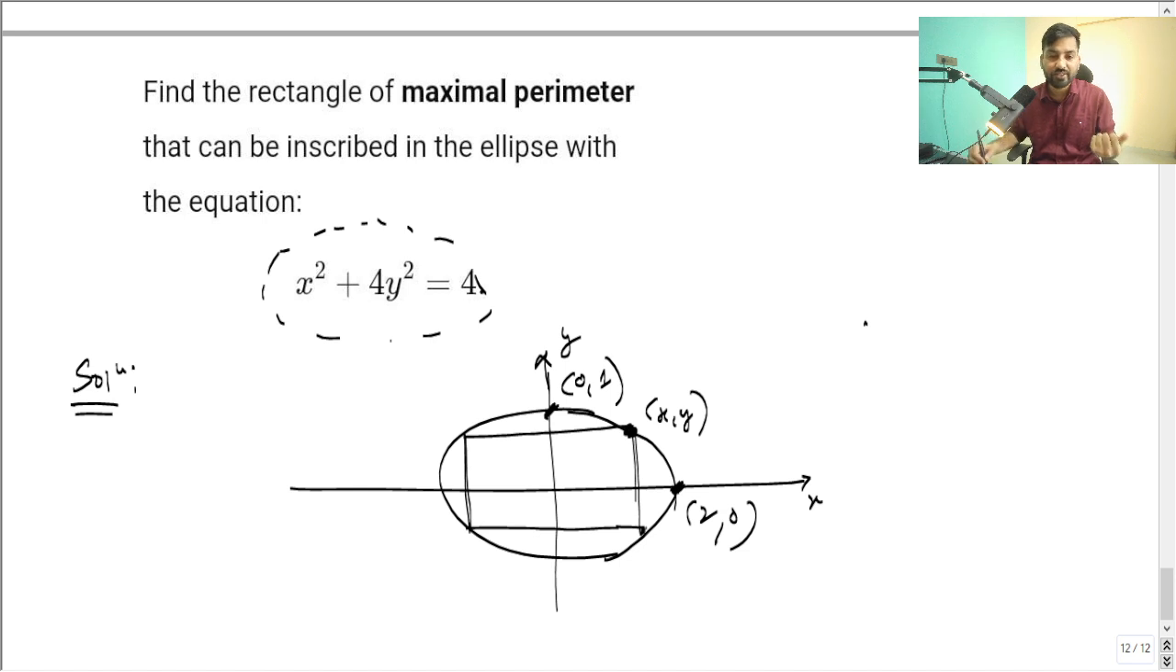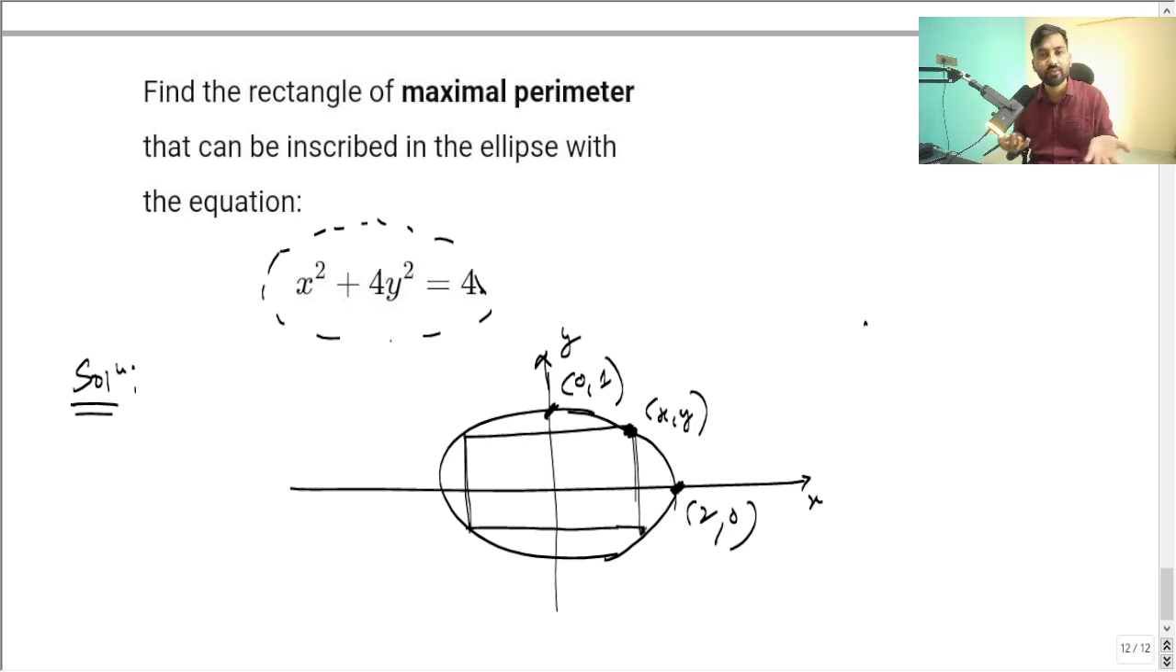So the perimeter here is going to be the objective function. Whenever you come across an optimization problem, keep in mind this: you will be given two functions. One will be the objective function, another is going to be the constraint function. Let's say the constraint function is given but the objective function is not given.